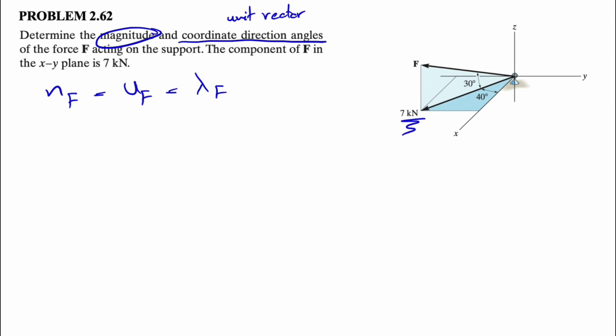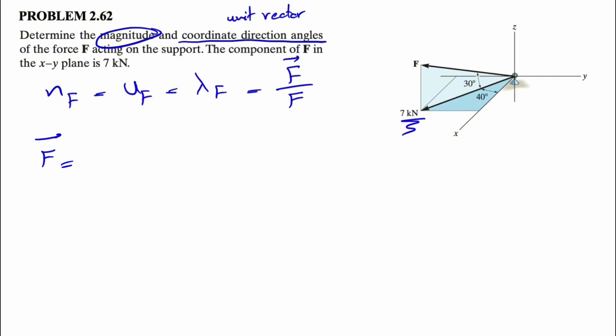So let's find F before that. We know that the unit vector would be F over the magnitude. So F in vector form divided by its magnitude is going to give us the unit vector, or coordinate direction angles. Let's just find F first, and after that, if we divide everything by F, we're going to get the unit vector.